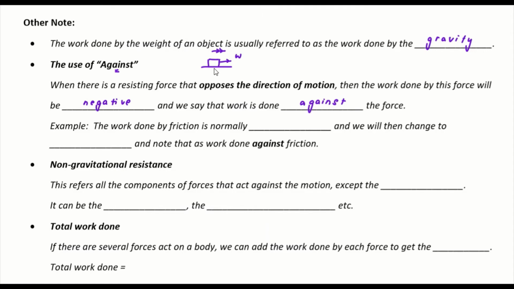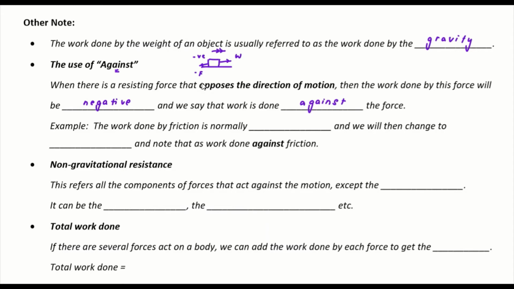Then if let's say there's friction, this friction will be opposing, right? It's in the opposite direction of the motion. So this work done will be negative. Okay? Then we always talk about the idea where the work done is negative because you have a negative F, because the F here is not in the direction of the motion.